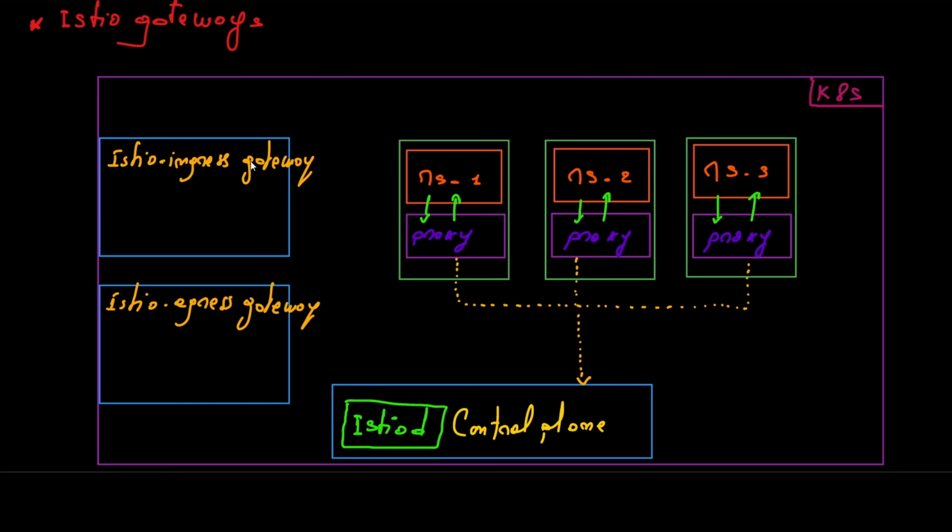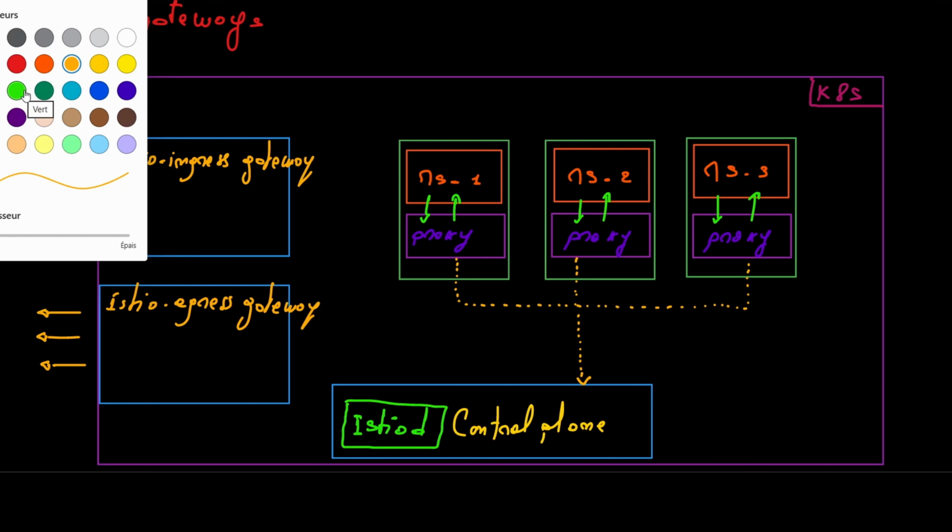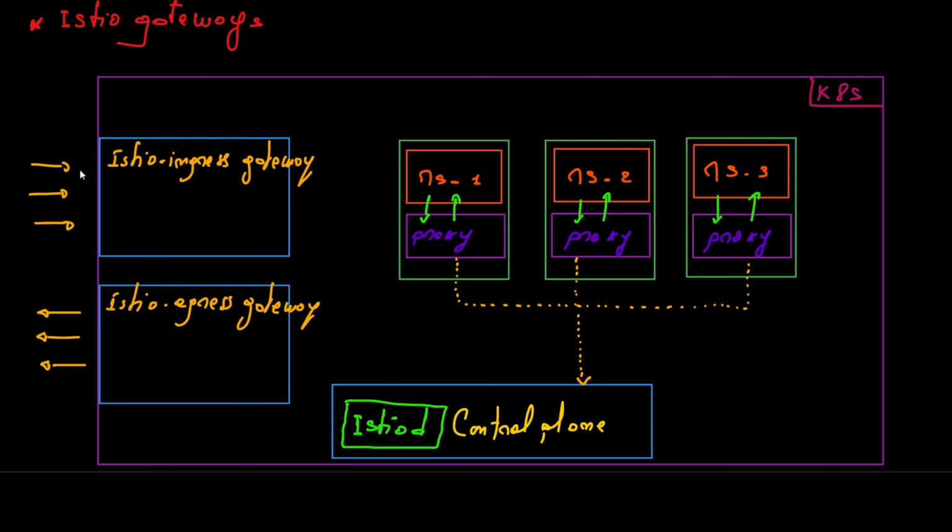The Istio Ingress Gateway is responsible for all inbound traffic to the microservices, and the Istio Egress Gateway is responsible for all outbound traffic from the microservices. These controllers are similar to the Nginx Ingress controller that we have in Kubernetes, but with more Istio features.